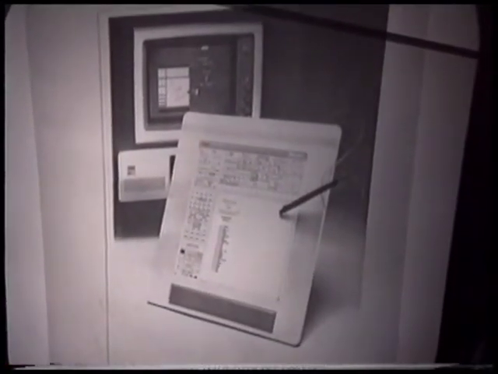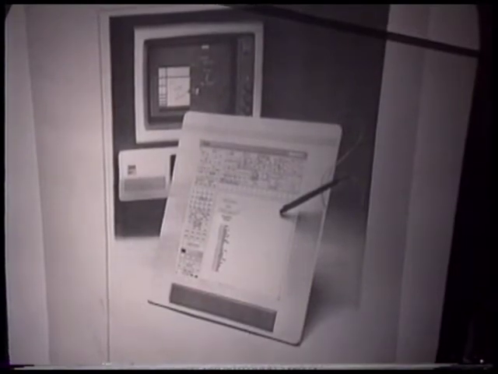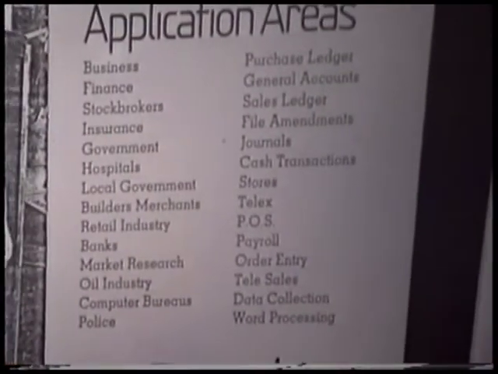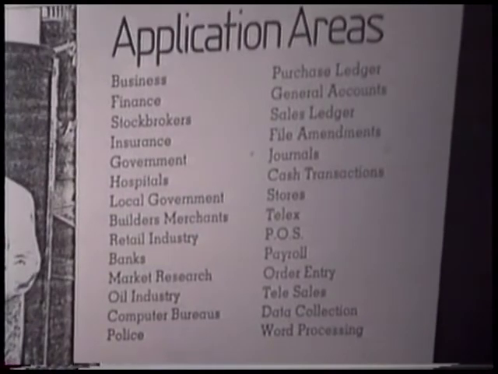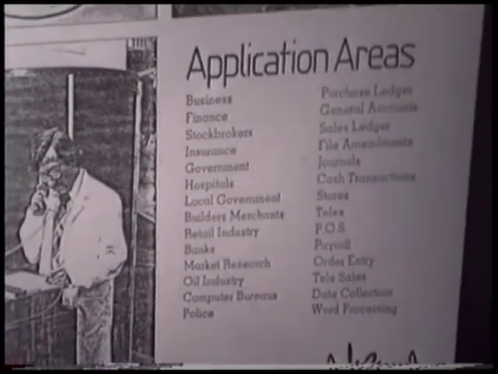In 1983, Pencept announced a PC version of their product, where the electronics are moved to a single card which fit inside the PC on an 8-bit slot. Another product from the UK. You notice the application areas they list here: payroll, order entry, file amendments, journals, government data collection. All these things are very text-oriented, very forms-oriented. This is the application almost everybody tried for pen-based computing.